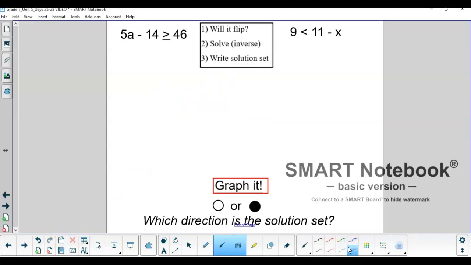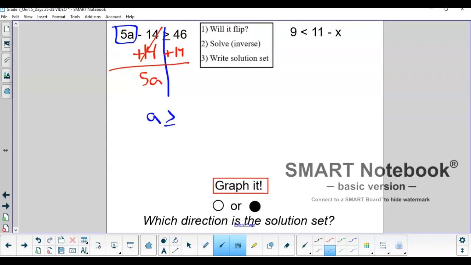So this first one, 5 times a minus 14 is greater than or equal to 46. So again, break it into a left side, right side, find my variable, coefficient, and any symbols that matter. I see that I have a positive 5a. I know that the inequality is not going to flip. So I'm going to have a is greater than or equal to some number. To find that number, I need to get rid of minus 14 by adding 14 to both sides. The 14s cancel out. I have 5a, 46 plus 14 is equal to 60. I still have to get rid of my 5 times a by dividing each side by 5, and 60 divided by 5 would be 12.